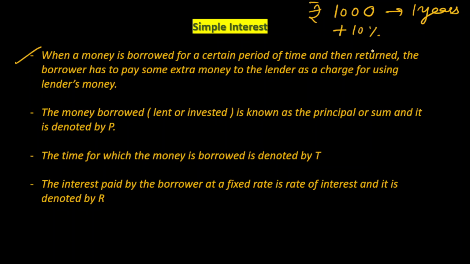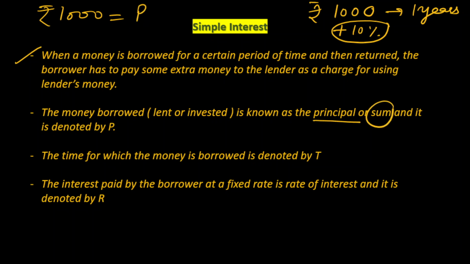So whenever you are borrowing some money for a certain period of time, suppose in this example rupees 1,000 you have borrowed for 1 year, you will have to pay some extra charge also to the lender for using this money. The money borrowed is known as the principal. So in this example, the money borrowed is rupees 1,000. This 1,000 is the principal. We write it with capital P.